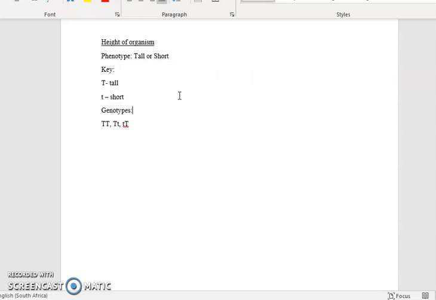If you're feeling a bit confused at this point, don't stress too much. We're going to go over many more examples of this in the future. So basically, from here, we see that these two are the same thing. So little t, capital T, is going to rearrange itself to form capital T, little t. So we're just going to delete this. And our last genotype will be little t, little t.